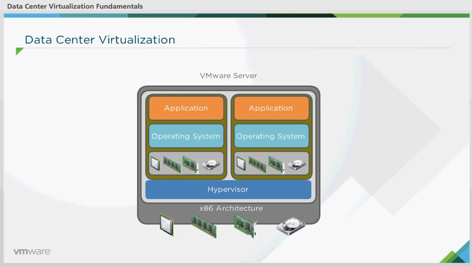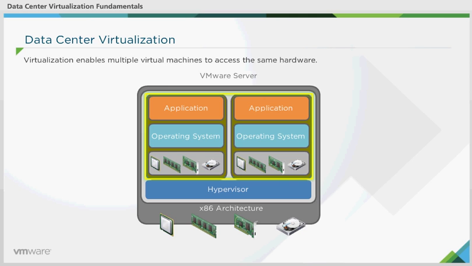In a virtualized environment, each server's operating system and applications are separated from the underlying hardware and placed on a hypervisor, which provides each virtual machine access to the underlying physical resources. This enables multiple virtual machines to access the same hardware.